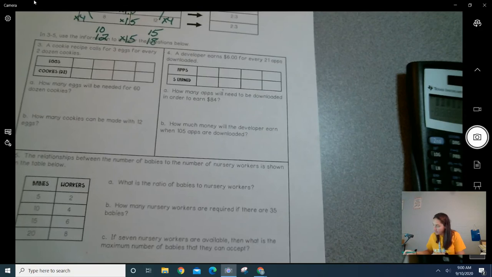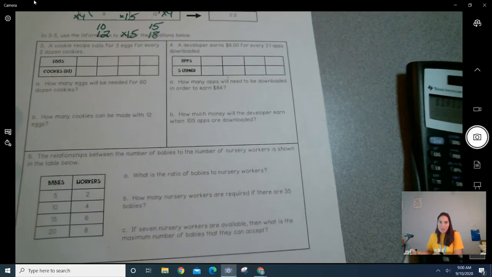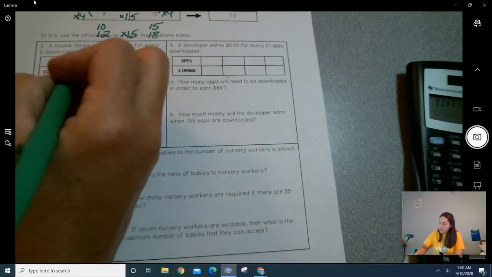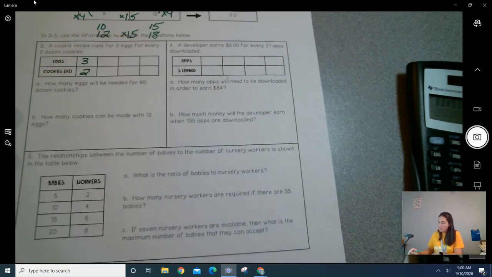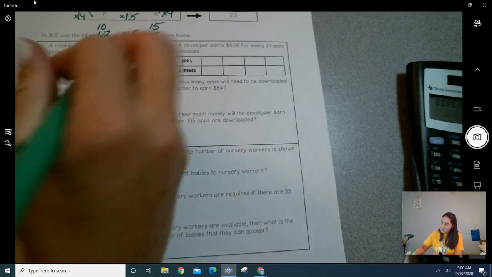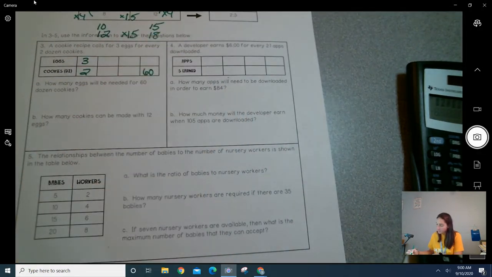Let's check number 3. Number 3 says a cookie recipe calls for 3 eggs for every 2 dozen cookies. So let's write what they gave us. 3 eggs, 2 dozen cookies. It wants to know how many eggs will be needed for 60 dozen cookies. So this is 60. I'm going to leave some spaces here.